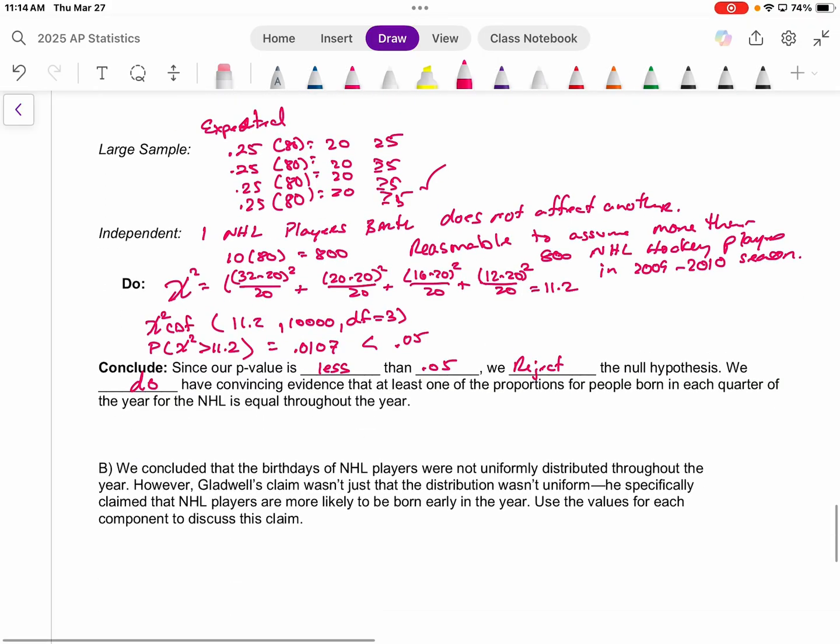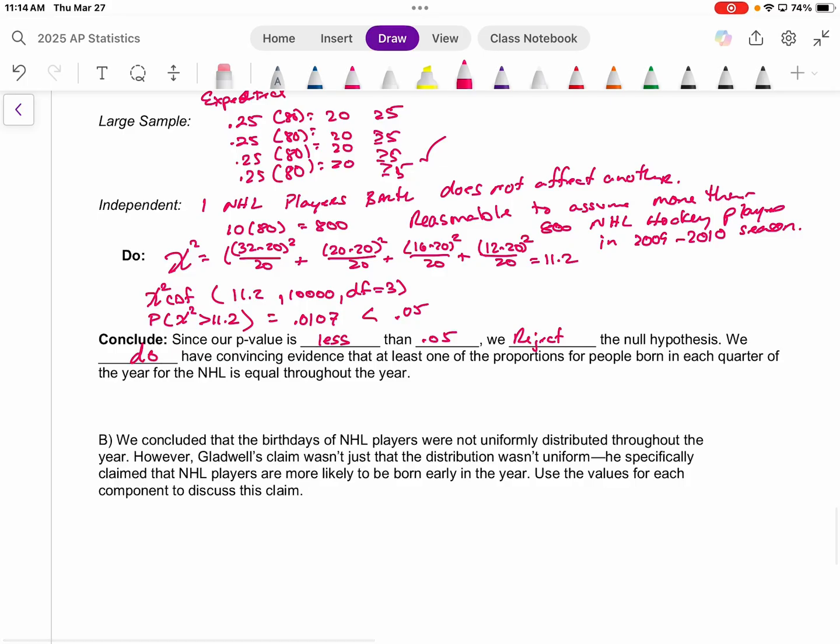Now, for part B, we concluded that the birthdays of NHL players were not uniformly distributed throughout the year. However, what Gladwell claimed wasn't just that the distribution wasn't uniform. He specifically claimed that the NHL players who are more likely to be born are the ones born early in the year. Use this value to, as components.